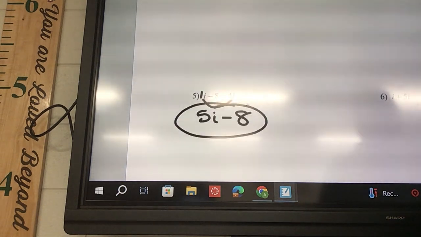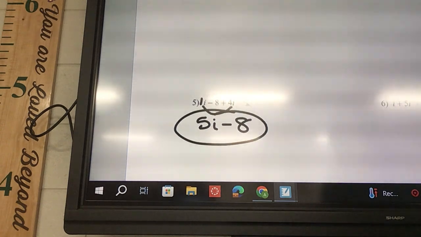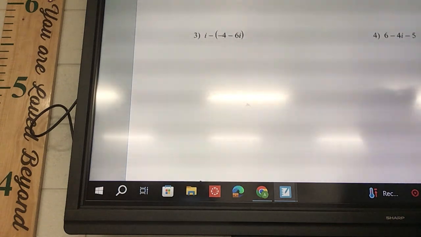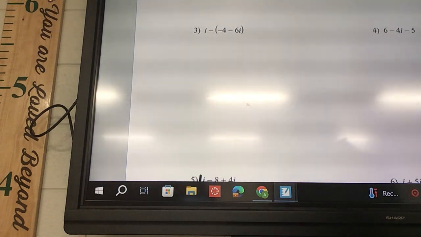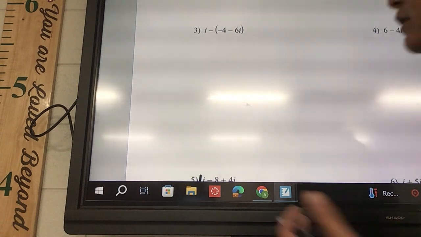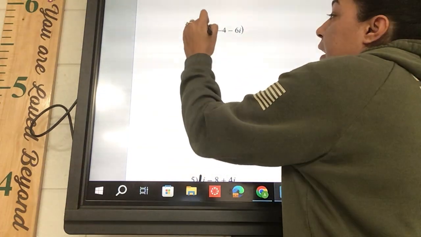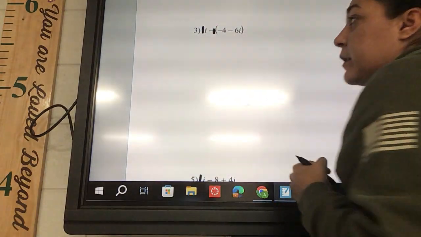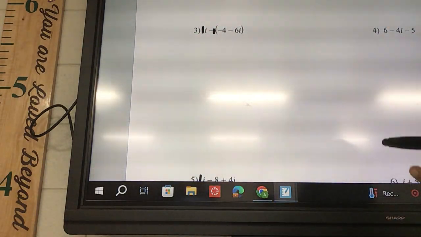Now look at number 3. Number 3 starts to look a little bit different because we have parentheses there. First of all, we can fill in some 1s, and I want you to think about where you can put in some 1s. We can put a 1 in front of this i, and there's really a 1 in front of this parenthesis, between that minus and that parenthesis.